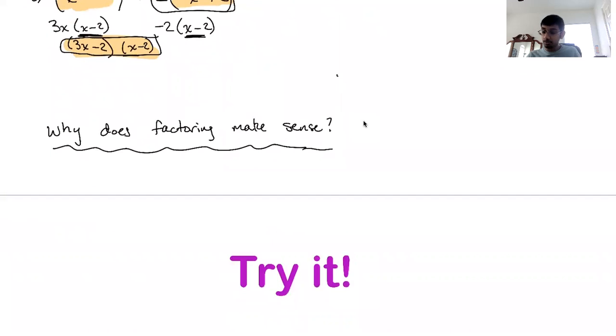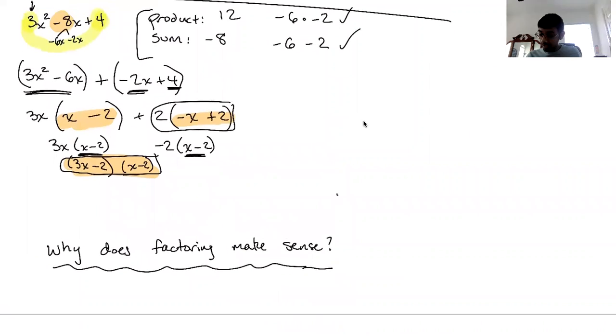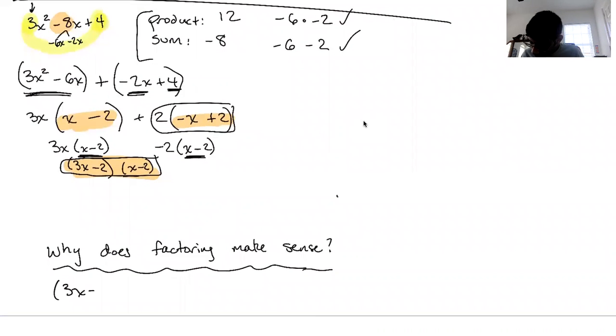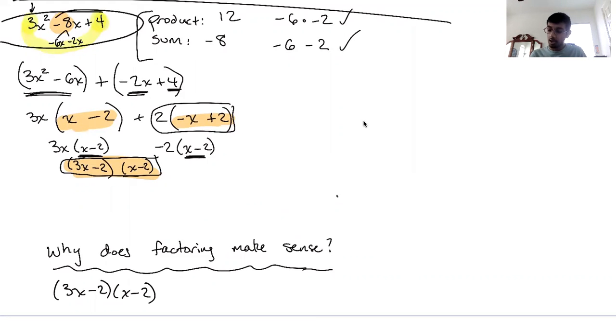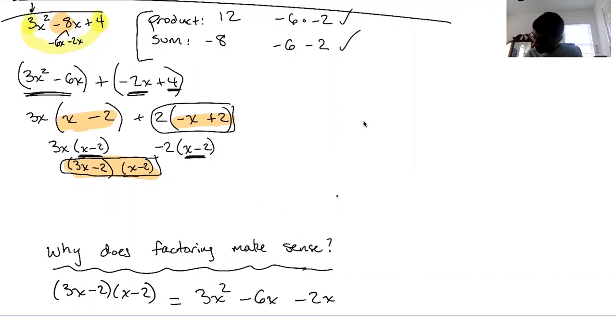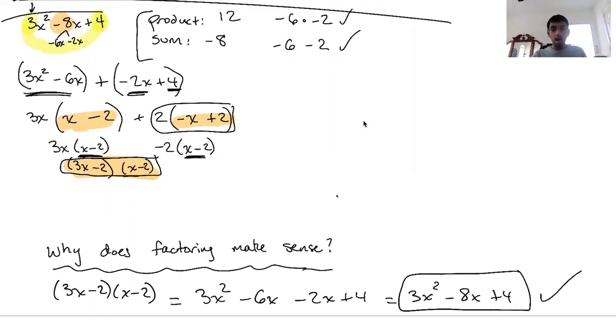So if I were to do this example right here, (3x − 2)(x − 2), we are saying that those are the factors of 3x² − 8x + 4. If I were to FOIL that out, it'd become 3x² − 6x − 2x + 4, and that is equal to 3x² − 8x + 4. So that is a great way to check your work: just multiply your factors and make sure it fits into the original function that you're given.